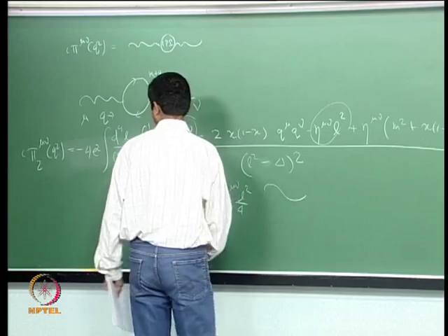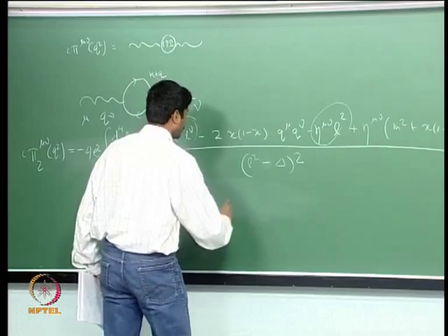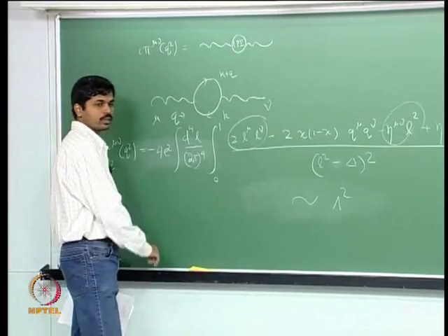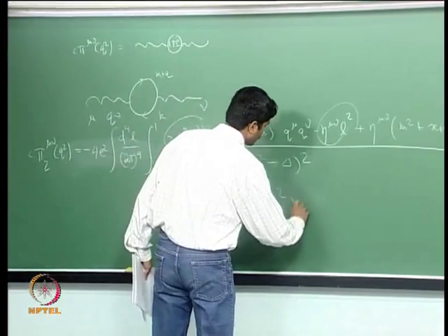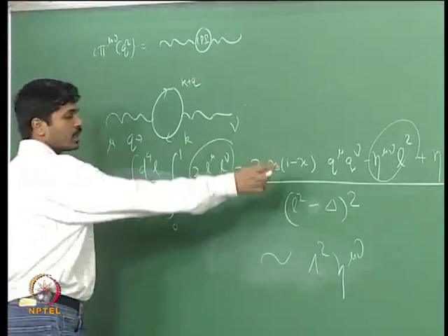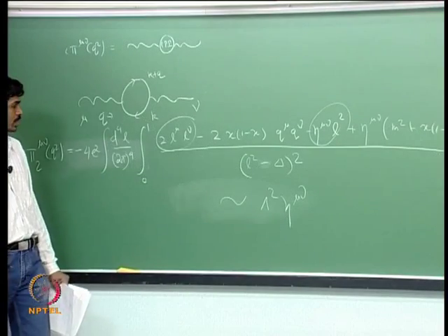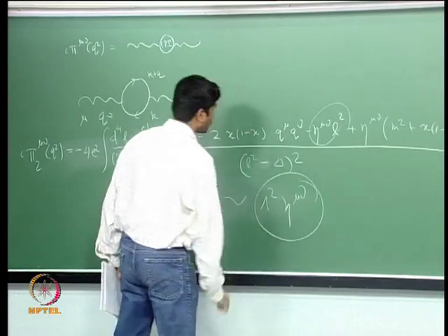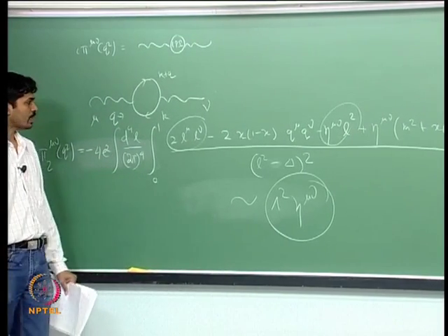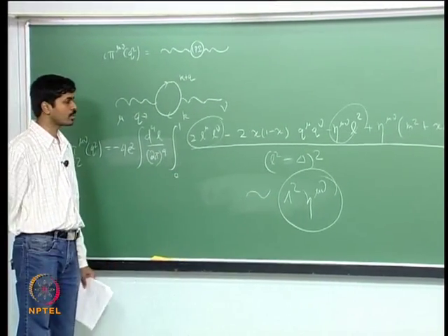When you evaluate this integration, the contribution from these two terms will go like lambda square, where lambda is the cutoff introduced. So you have lambda square eta mu nu, which is quadratically divergent. What is worse is that when you use this regularization, that is, when you introduce a cutoff lambda and evaluate this integration, it does not preserve the Ward identity.